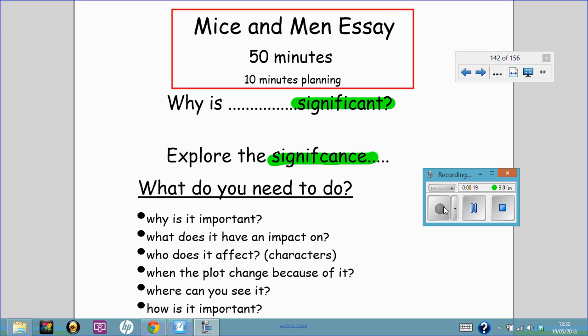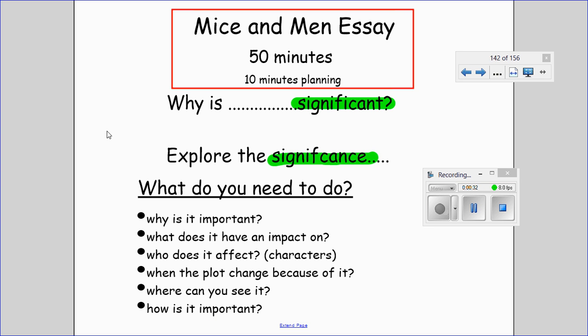You'll be asked a question such as, why is friendship significant in Mice and Men? Or explore the significance of Lenny as a character in Mice and Men. And when you're thinking about that question, you need to be thinking about importance. Why is that theme or why is that character important? And you can think about what it has an impact on.